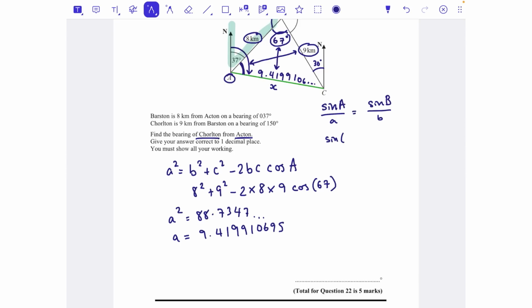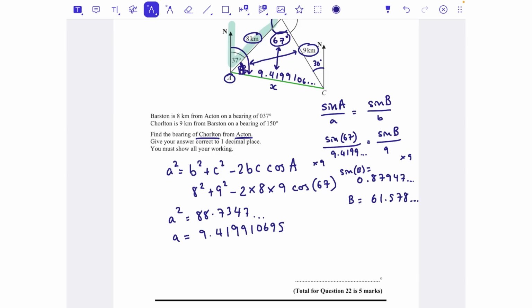So sine 67 over 9.4199, I'm just going to use the answer button in my calculator, equals sine B, which is the angle that we're looking for, this one here, over 9. So to work this out, I'm just going to times both sides by 9 to get rid of that. So in my calculator, I'm typing sine 67 over answer, just to put that last answer I got in, times by 9 equals 0.87947, but remember that's sine B. So then to get my answer, my angle of B, I just need to do sine to the -1 of that answer, so shift sine of that answer, and that is 61.578.